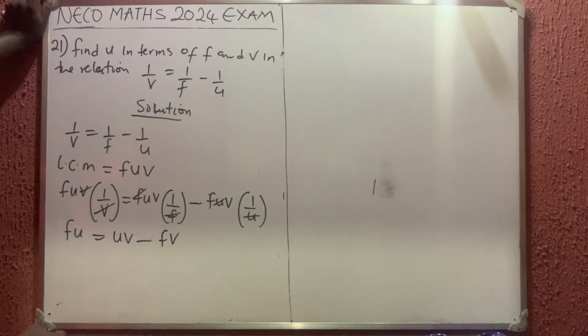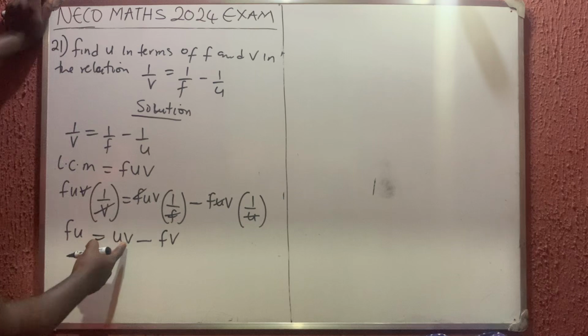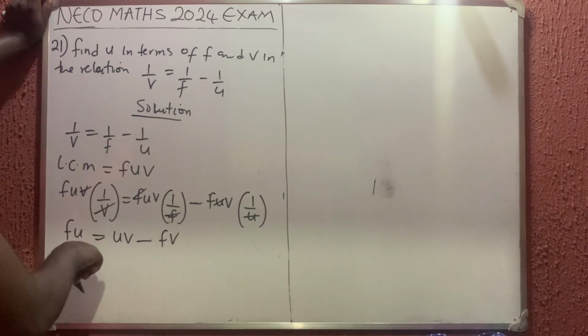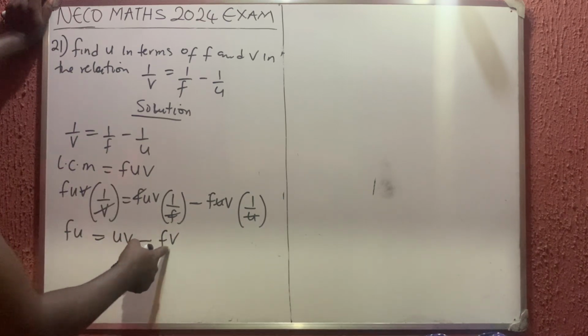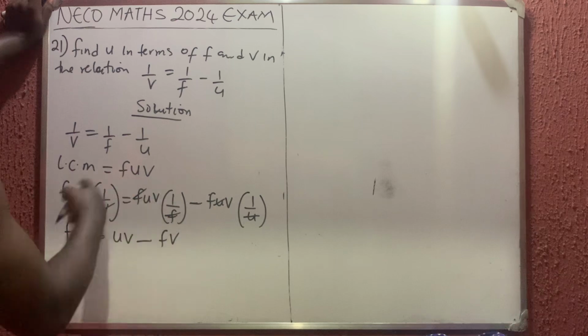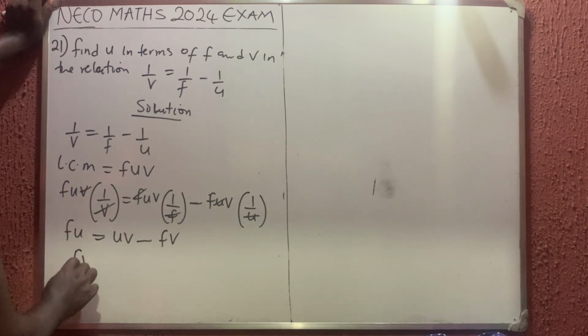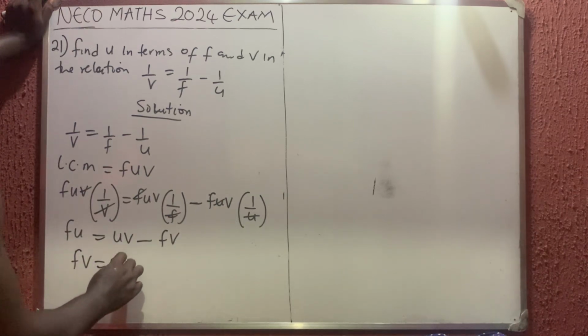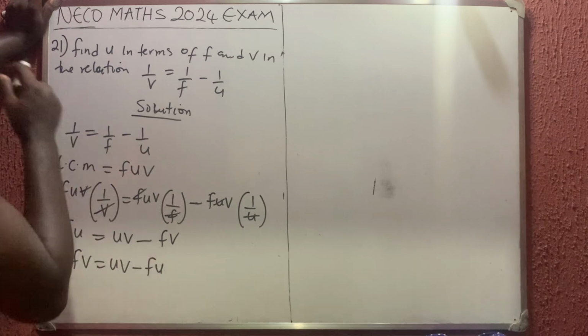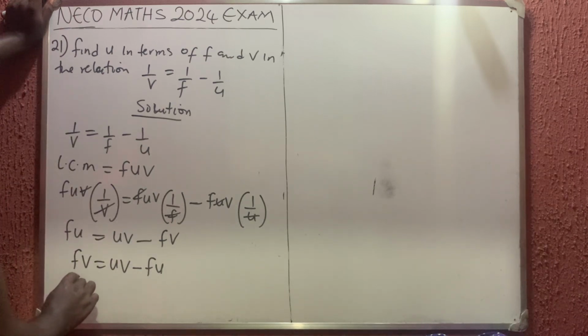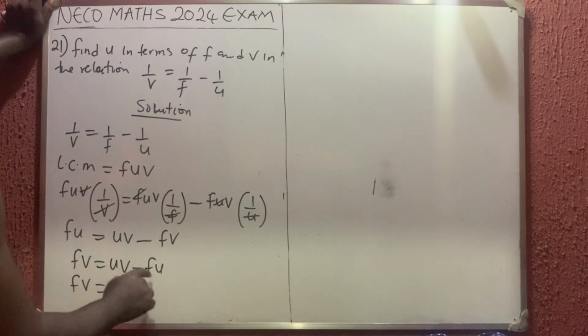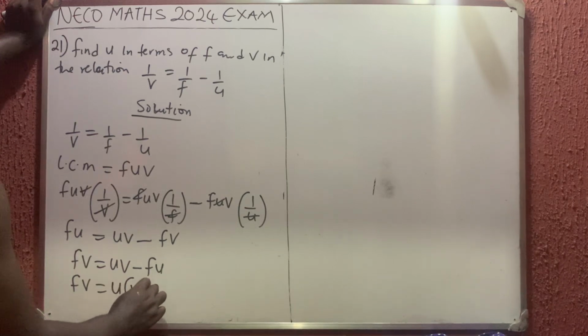Now, since we are making U the subject of the formula, anyone that has U should come to the other side. So let's move this to this and move this to this so that we cannot have this one to be in minus. So this one coming here, I have that FV is equal to UV minus FU. Now they have U in common. So if I bring out the U they have in common, I'm left with V minus F.